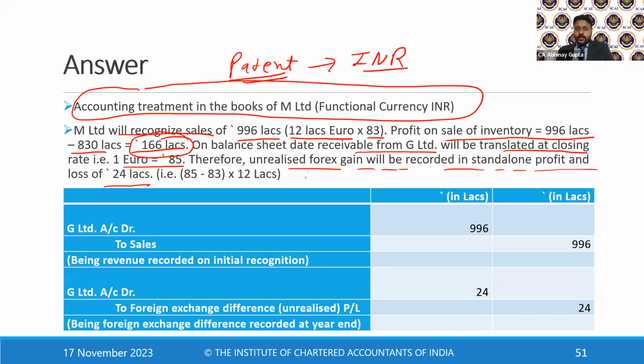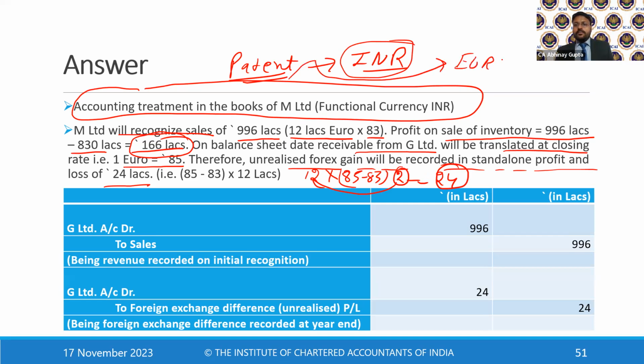How come? 12 lakh euros into 85 minus 83, that is 2 rupees. So 2 rupees into 12 lakhs is equal to 24 lakhs. So 24 lakhs is the exchange gain or loss that the parent company will be recording. Why will the parent company be recording? Because the parent company's functional currency is INR and it has invoiced or sold the goods in euros. So the parent company is here getting impacted by the foreign exchange gain or loss, right?